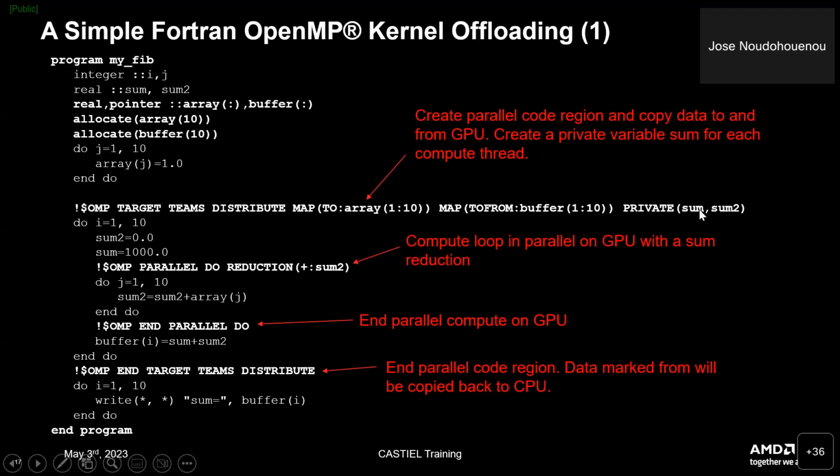And we have some private variables. Within this region, we have the compute loop in parallel on the GPU section. And here you can see that we are performing a reduction on sum2. The end parallel do represents the end of this compute region, and the end target distribute represents the end of the parallel code region.